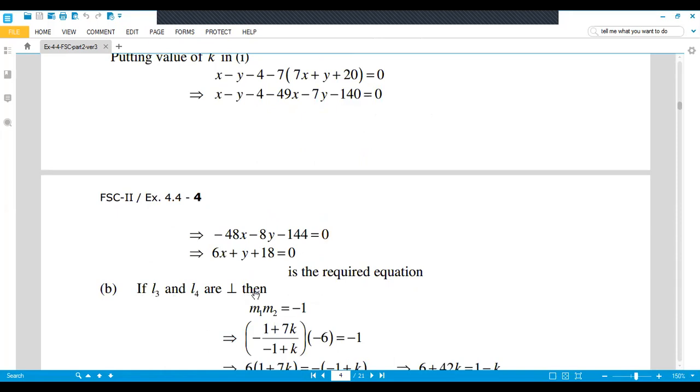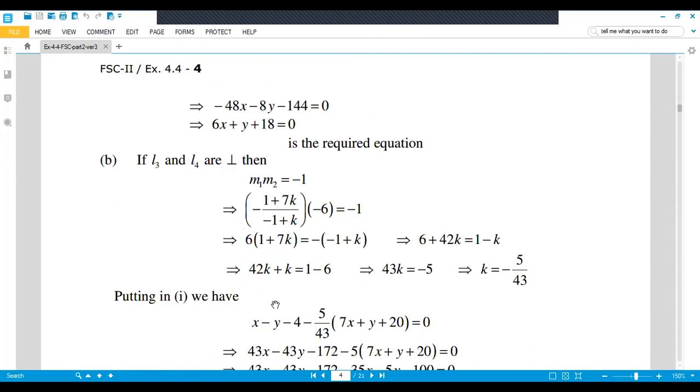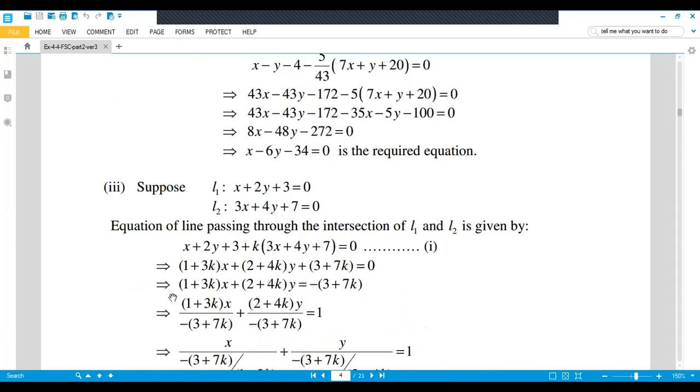Now if L3 and L4 are perpendicular, then their slope product will be equal to minus 1. You get the value of k, you put it in equation number 1 and you get the next required equation of line. For number 3, you have to solve it just like the first two.